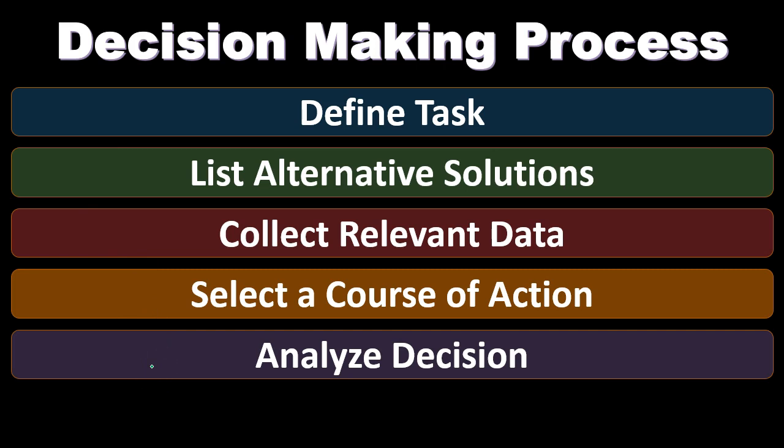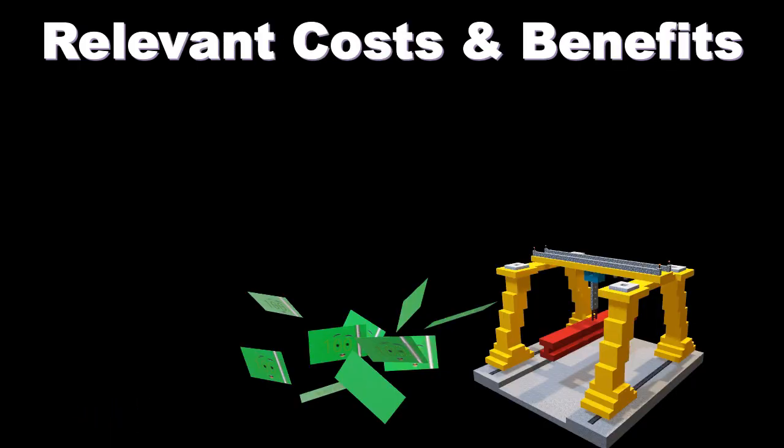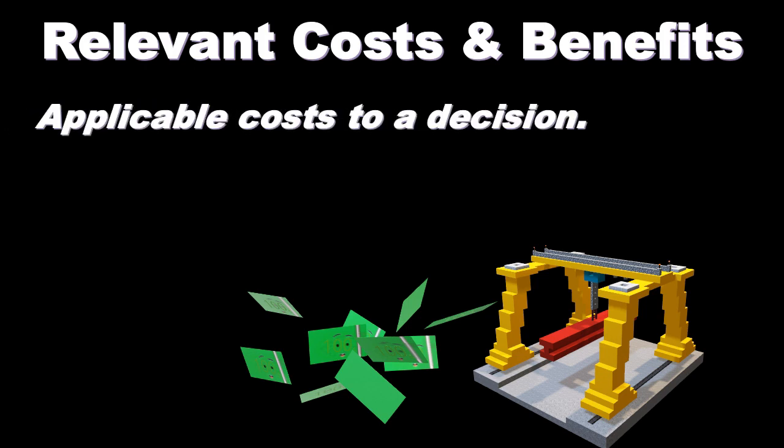And of course, the next decision that we make, hopefully we improve on the decision-making process. As we think about these types of decisions, these longer-term, bigger dollar amount decisions, these relevant decisions, we're considering relevant costs and benefits. In other words, we want to think about those costs that are going to be relevant to the decision-making process. They're going to be applicable costs to the decision.